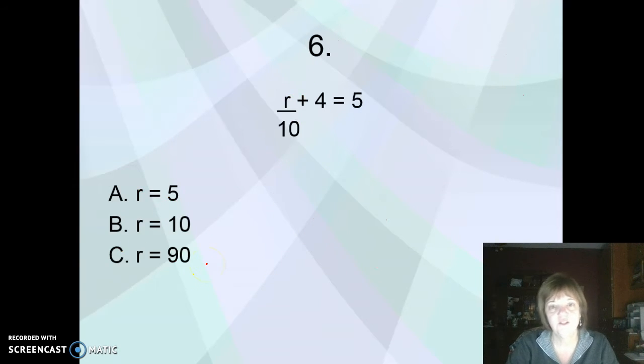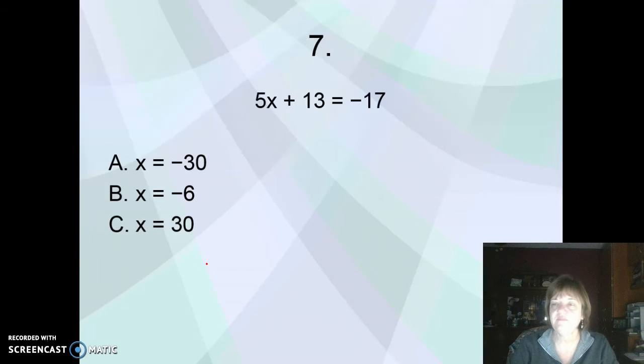All right, your turn. Show me what you know. Okay, you can do this. I know you can. Two steps. Remember, adding, subtracting first, then multiplying or dividing.